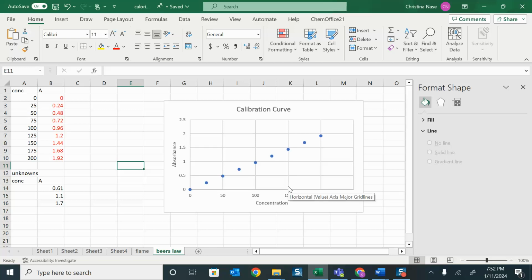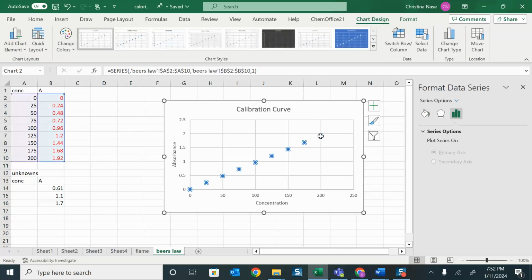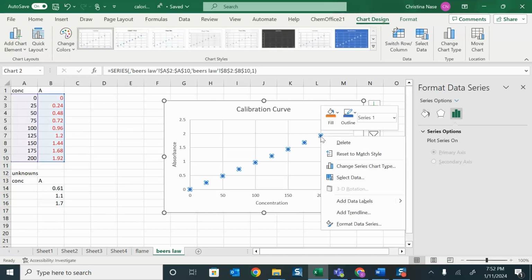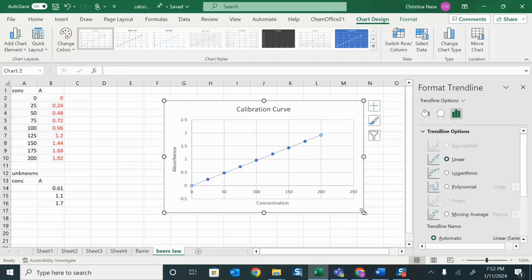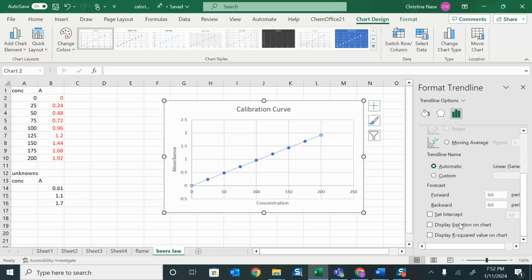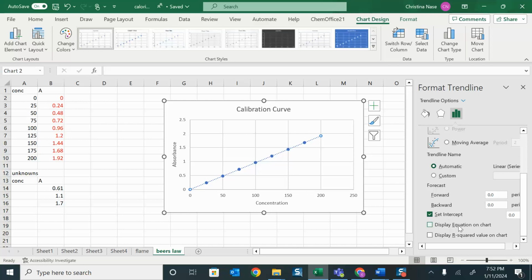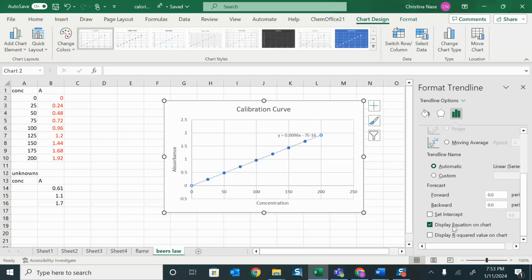Good. The next thing we want to do is add a trend line. So I click on any of these dots. I right click on any of those dots. Great. Now I right click and I go to add a trend line. Scroll down to set the equation. Not set the intercept, set the equation on the chart. There we go. There's our equation.